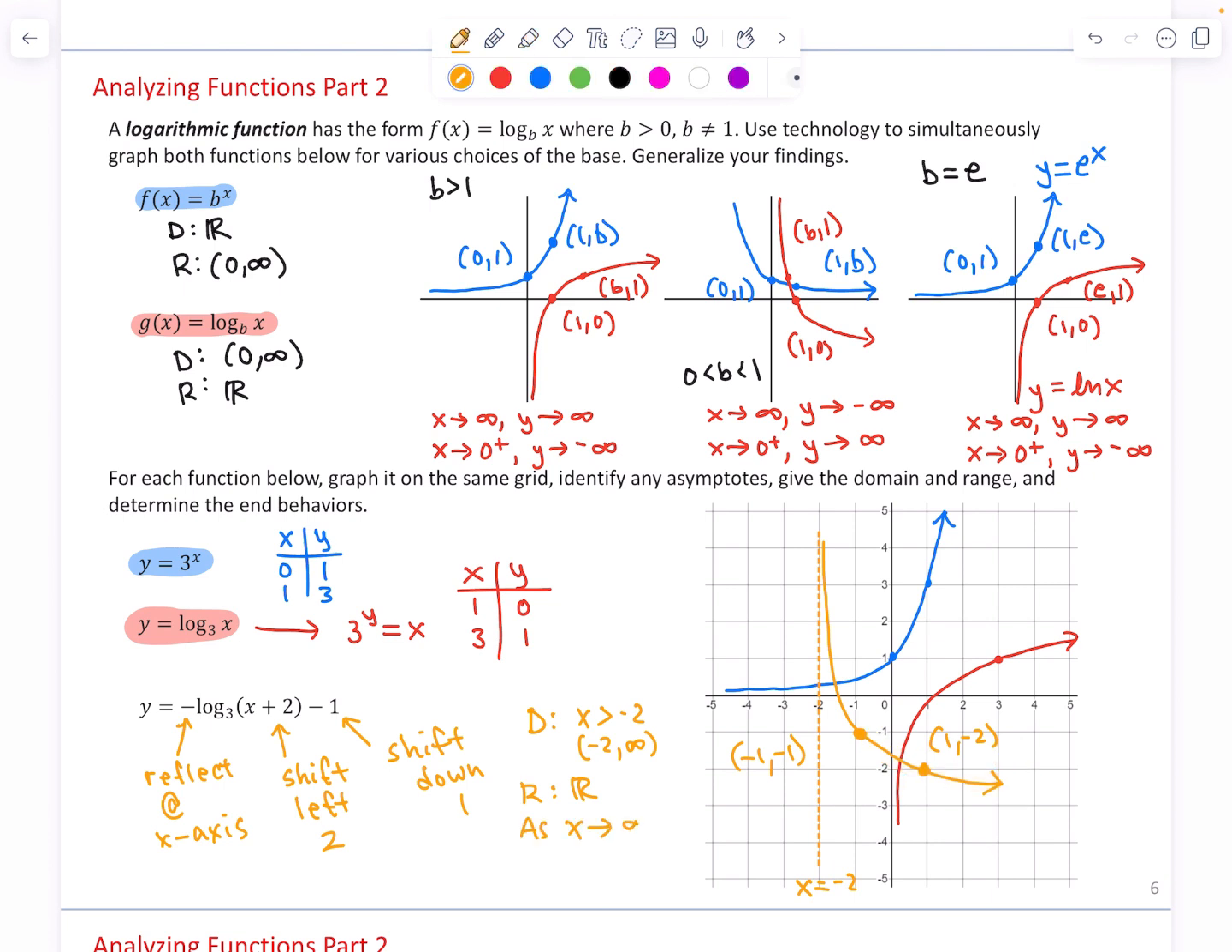As x approaches infinity, therefore, y will approach negative infinity, and as x approaches negative 2 from the right, the y-coordinates will follow that asymptote up and approach positive infinity. Okay, let's go to the next page.